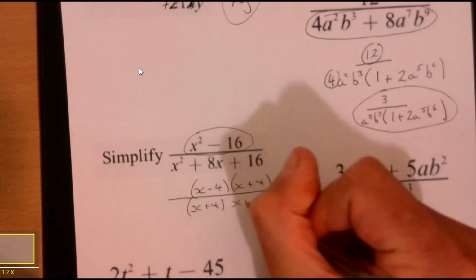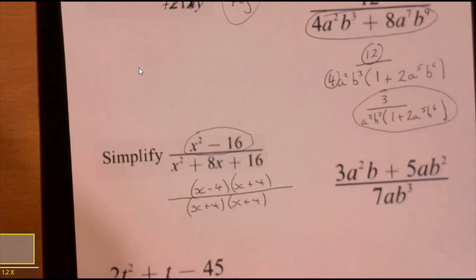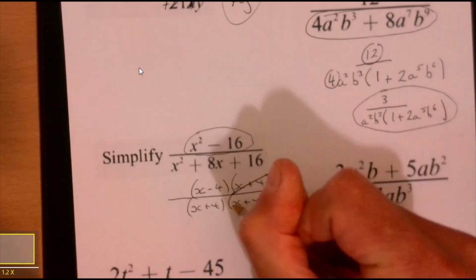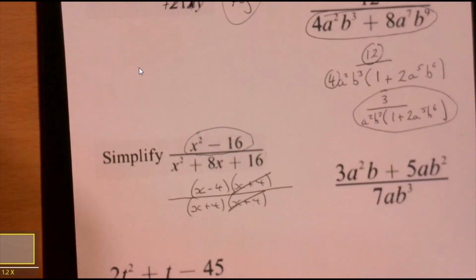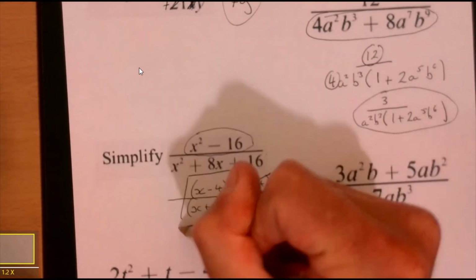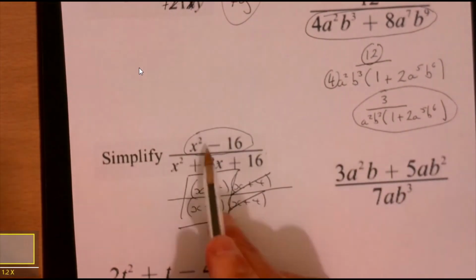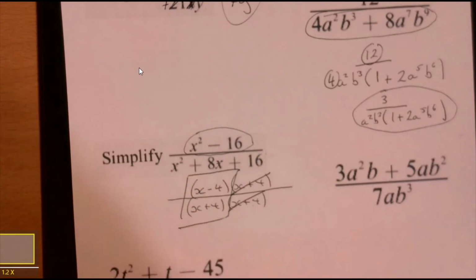Okay, now I know you've practiced these, so I'm not going to dwell on how to do that too much. Stuff cancels because it's this times this over this times this, so those two things cancel each other out. The answer is x minus 4 over x plus 4. And that's it, which I would hope you would agree is a lot easier than that thing up there.